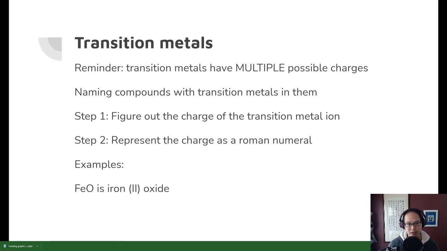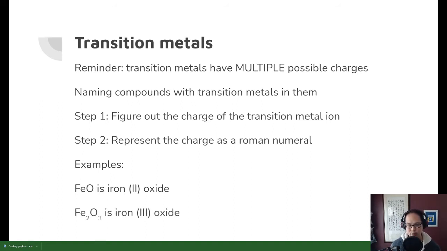FeO is iron 2 oxide. The way you figure this out is you know that oxygen is a -2 charge. There's only one iron here. It has to balance out the -2 charge from the oxygen, so it has to be +2. This Roman numeral 2 represents the charge on the iron. Notice it's not Fe2O. The 2 is the charge on the ion, not the number of irons. So that's the first example: FeO is iron 2 oxide.